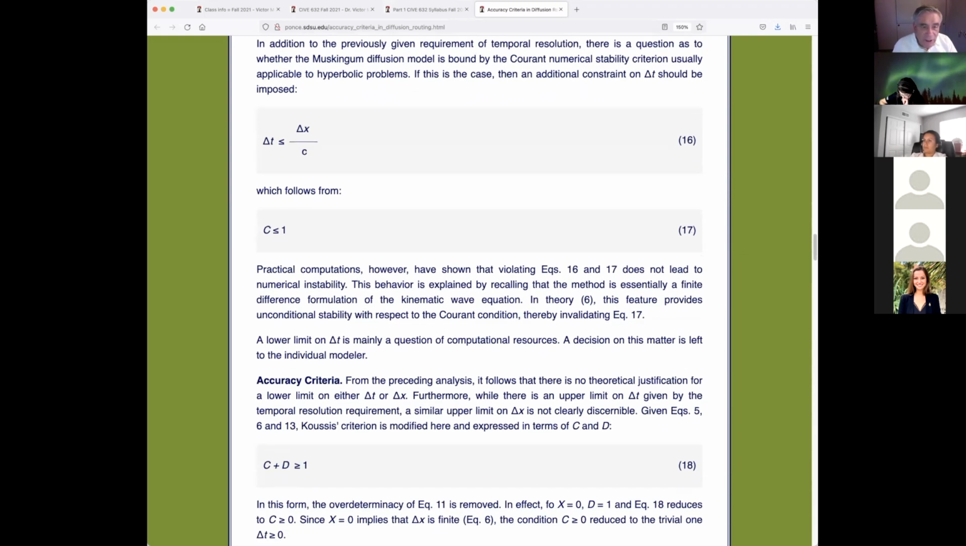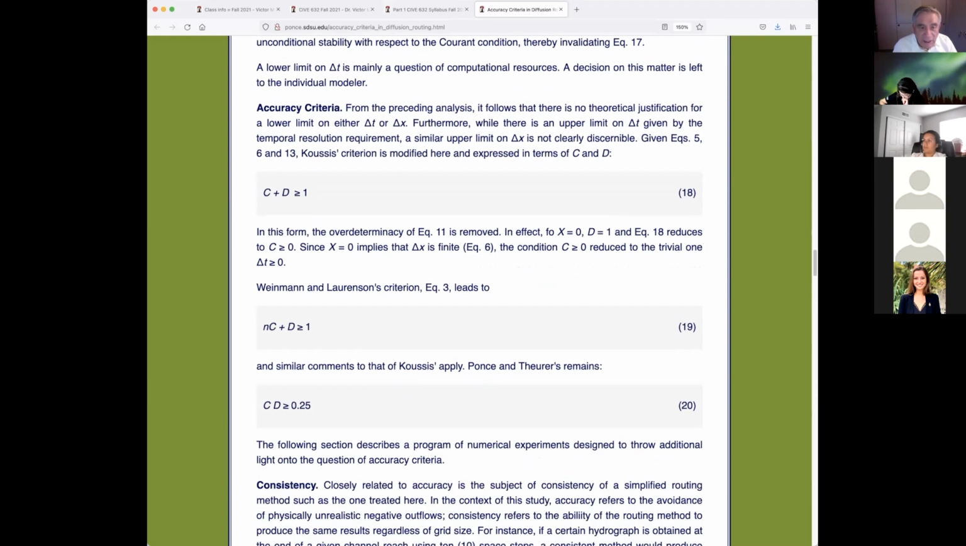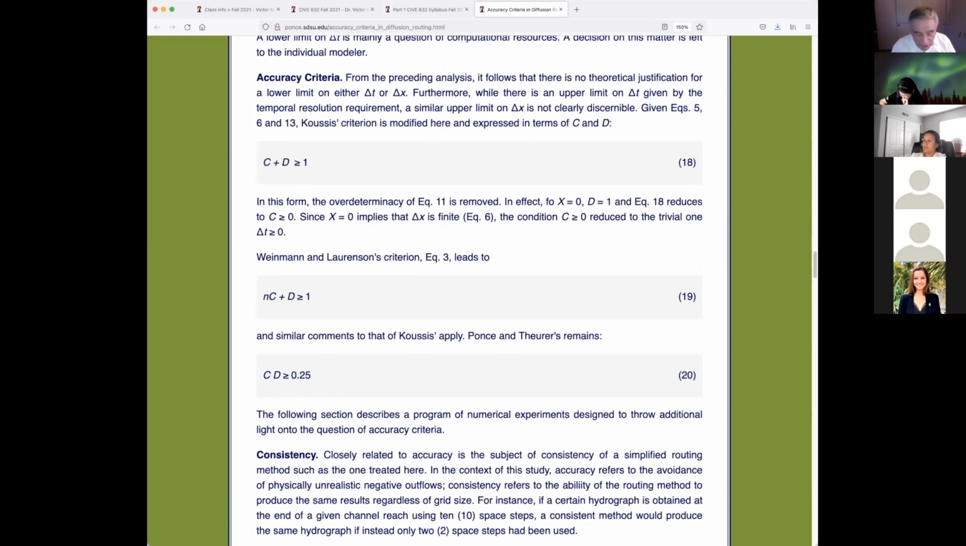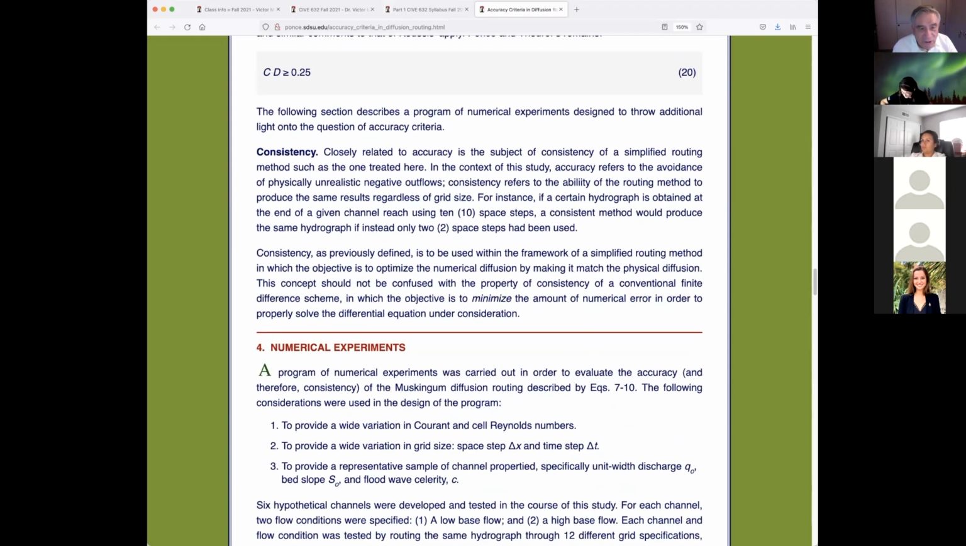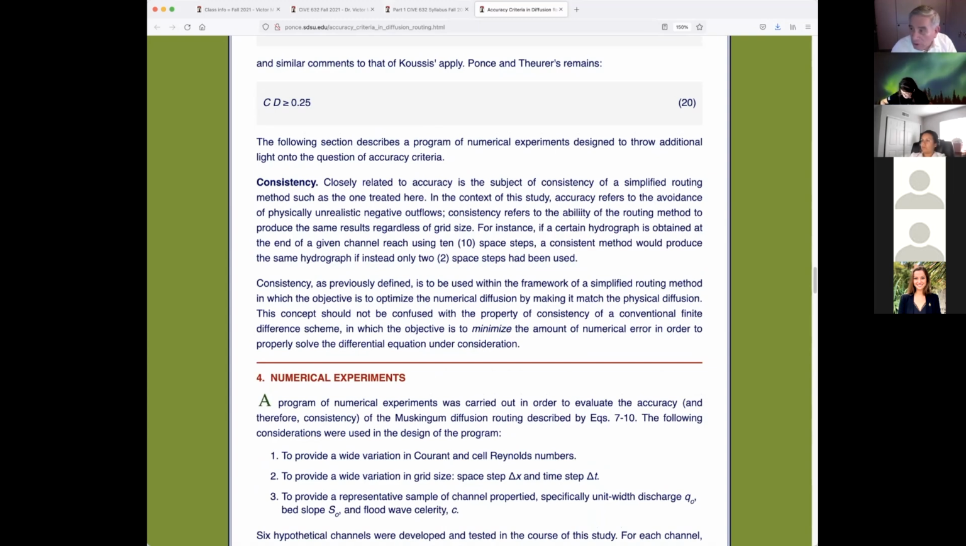Then the Courant number follows accuracy criteria. So what we decided to do at the time is to do a lot of tests. I've always believed in quantity. I'm going to do a lot of tests, and when I'm analyzing the tests, I'm going to find out the rules. So I proposed to do 144 tests, and we did that, varying everything. We varied discharge, we varied base flow, we varied everything. Also, closely related to accuracy is the subject of consistency.